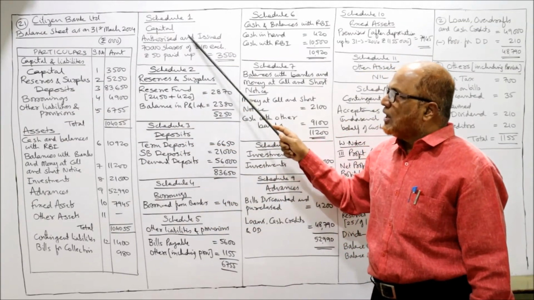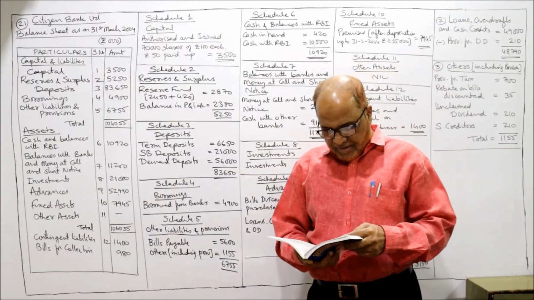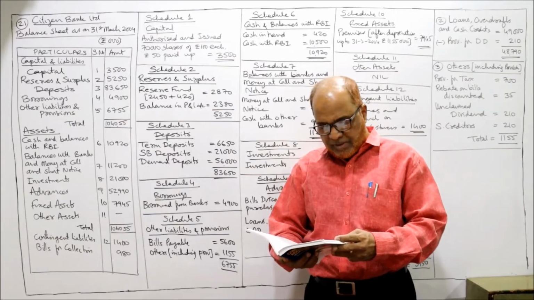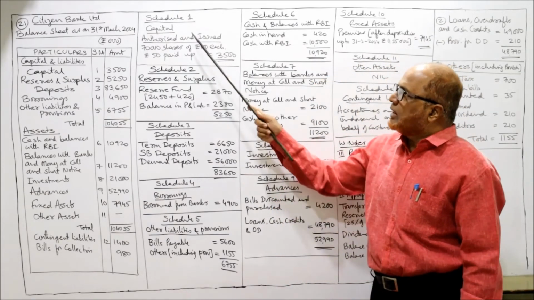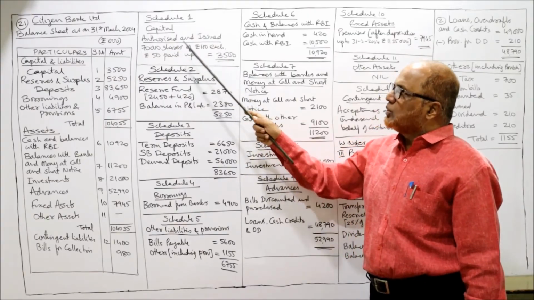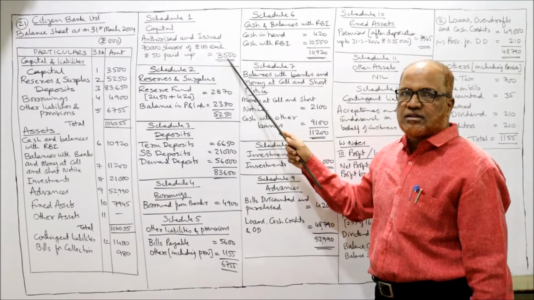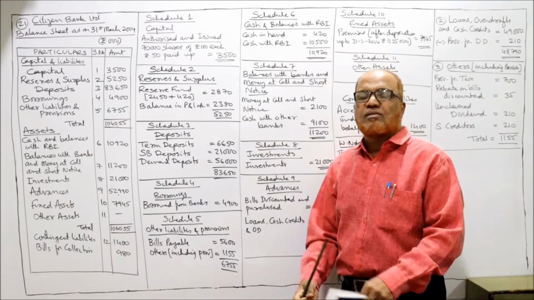Don't take the amounts yet. Now we'll make the schedules and see which item will come in which head. First item, share capital: authorized and issued 70,000 shares of rupees 100 each, rupees 50 paid up, 3,500. This will be taken in schedule number 1, the first schedule.